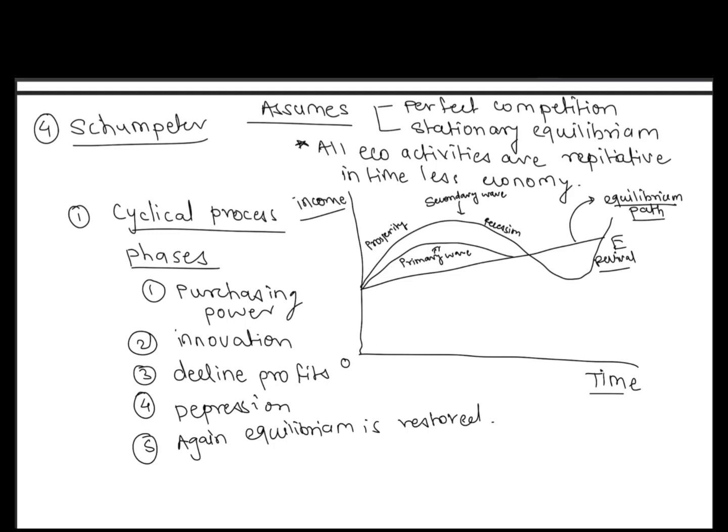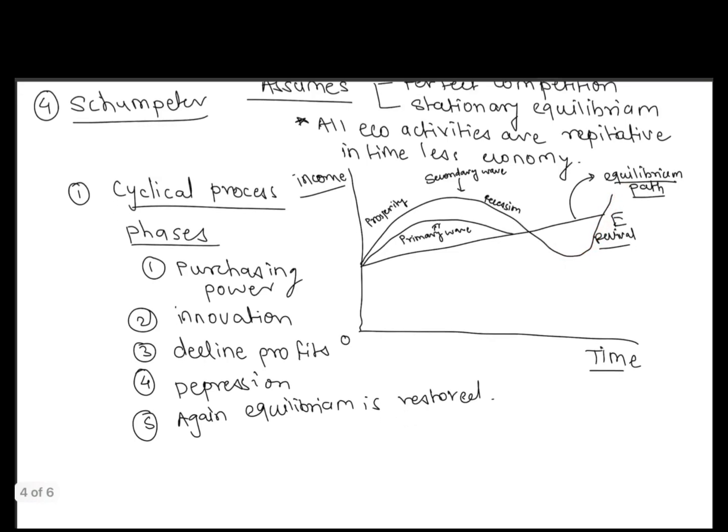So the third one is declining profits, which is this part where the profits tend to decline. It's always the case. We have seen it in the first and second theory as well. The classical theory says that there is always a decline in profits in the long run. So Schumpeter also says this. And the fourth one is depression, which is this part. And then again, the equilibrium is restored. So Schumpeter gives this theory.